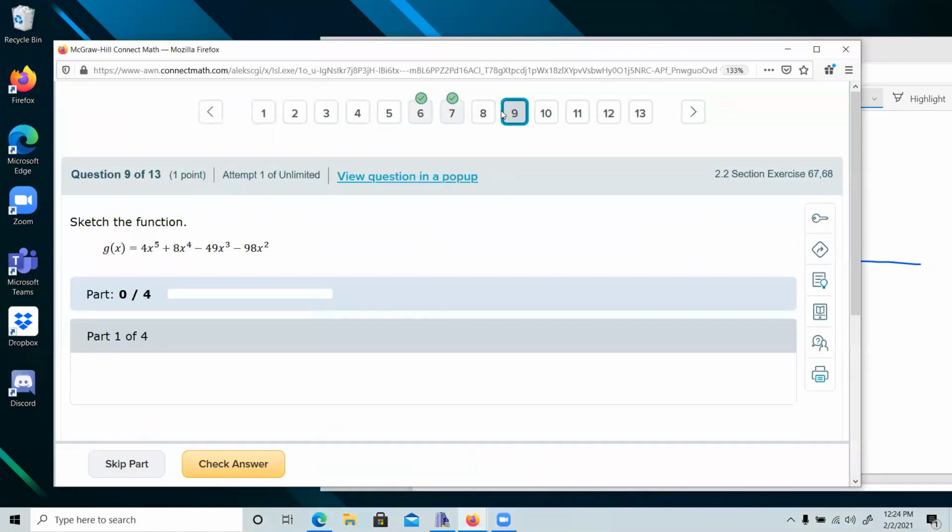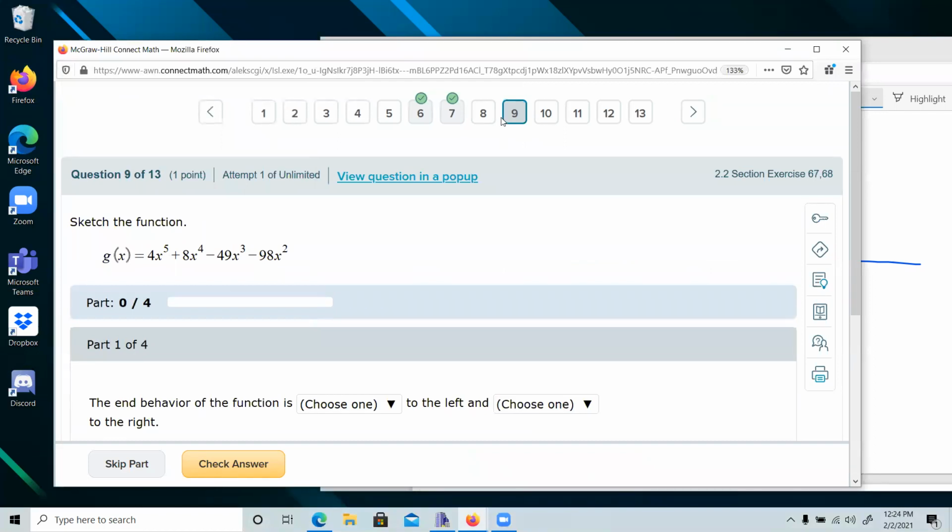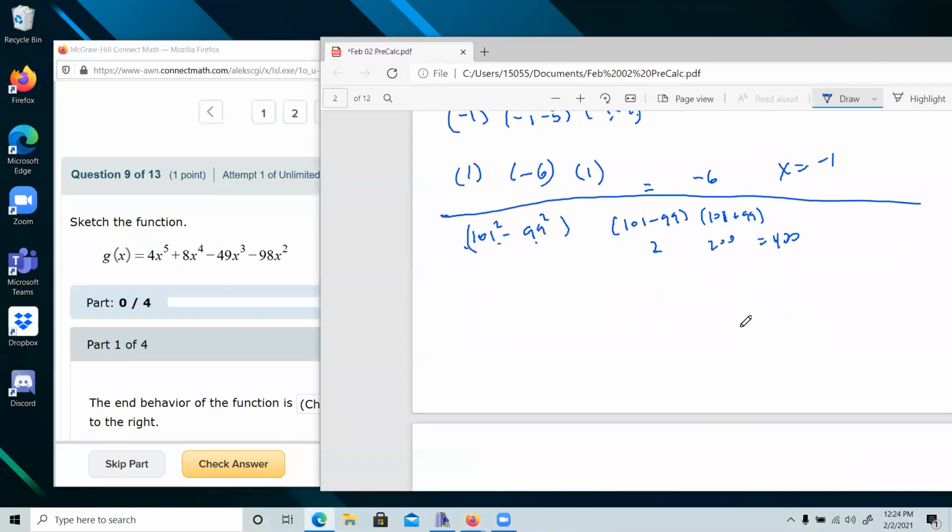Let's see, oh, this one looks terrible. Oh, this one doesn't look too bad. But we should do this one. This is a scary looking one, so we'll try this. Okay. Sorry about my heater.